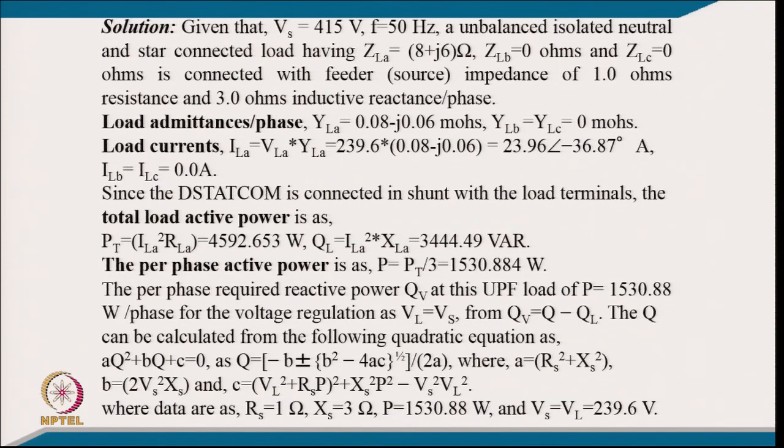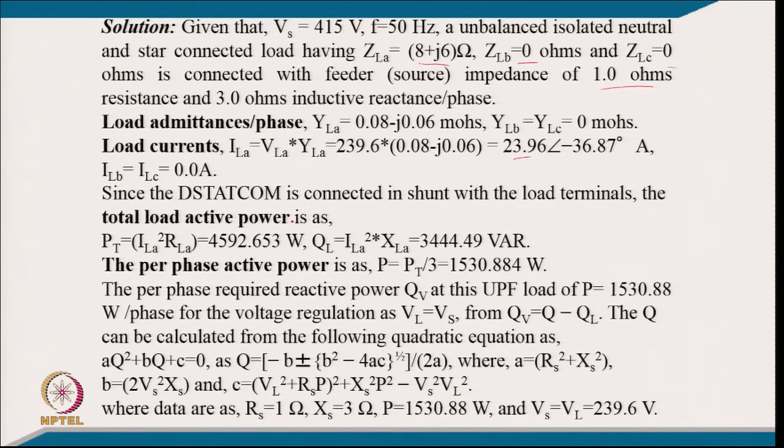So, coming to the numerical part of the solution, given that Vs equals 415 volt, 50 hertz, and unbalanced isolated neutral and star connected load having ZLA equal to 8 plus J6 ohm and ZLB 0 and ZLC also 0, with the feeder source impedance 1 ohm and 3 ohm inductive reactance. We can find out the load admittance, which is 0 for the other 2 phases. So, we can find out the load current, which comes 23.96 at the angle of minus 36.87, flowing between line A phase and neutral, and the other 2 are 0, and the STATCOM is connected in shunt with the load.